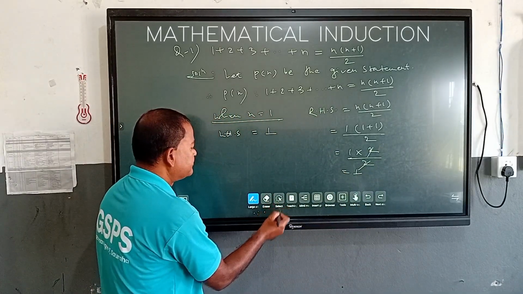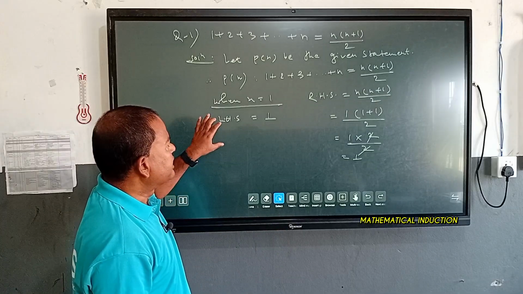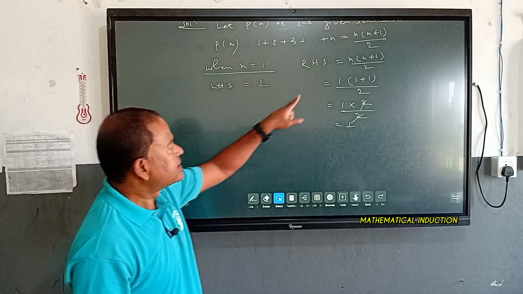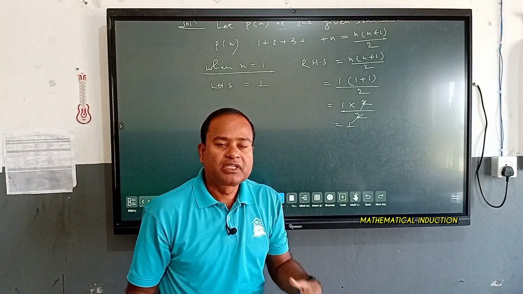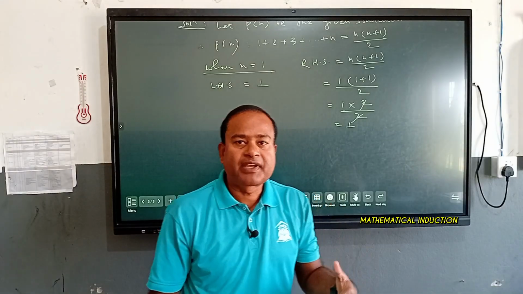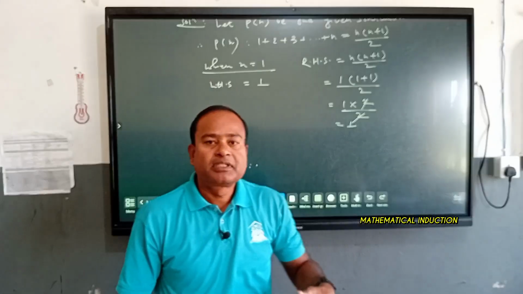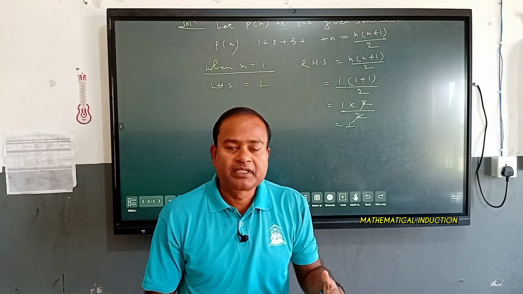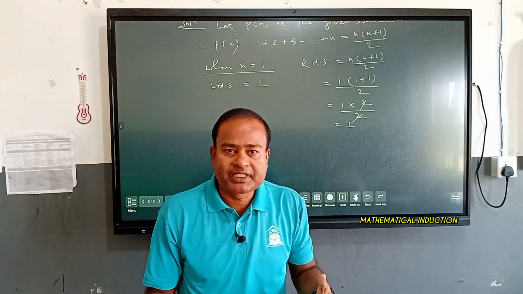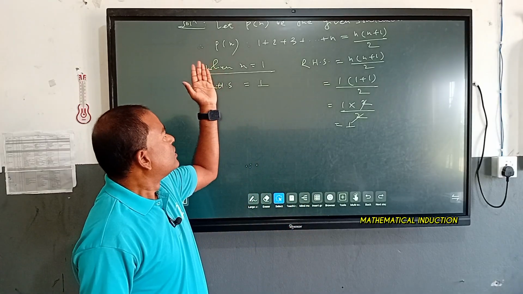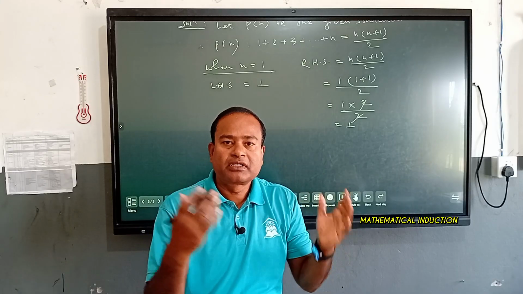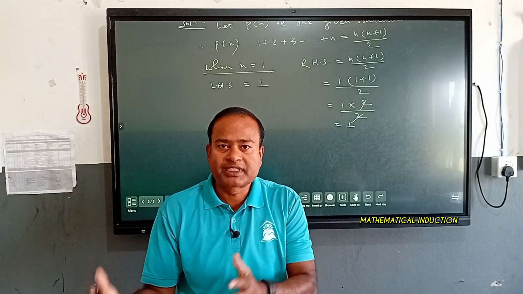So dear students, if we take the value of n equals 1, then the value of LHS and RHS both we have got equal. That means this given statement satisfies the first condition of the principle of mathematical induction. Dear students, now the second step of the principle of mathematical induction is that we have to suppose the given statement is true for the natural number n equals k.